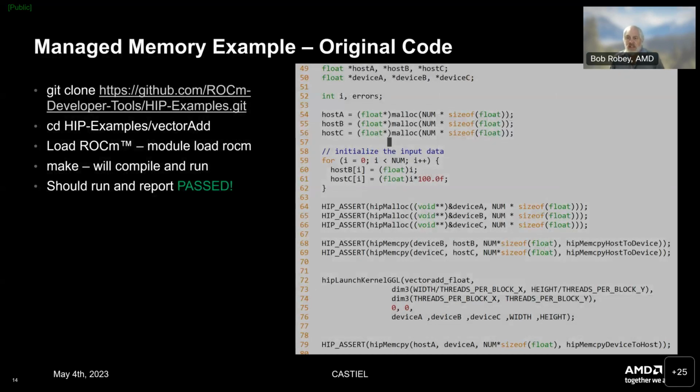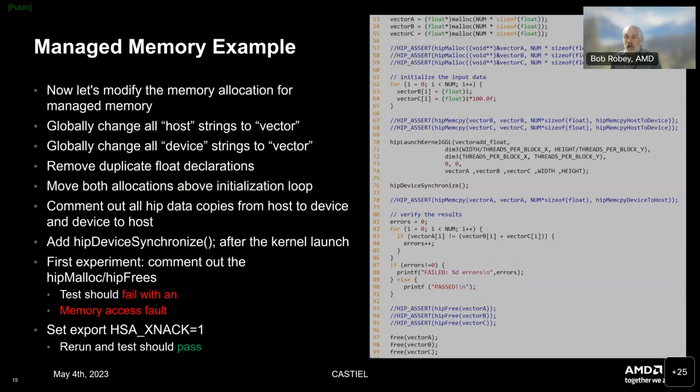So here's an example of a program where we're going to allocate memory using hipMalloc. If we compile this, it should run and report passed. Now we did hipMalloc for the memory, and then we're going to do a memcpy. So that's an explicit memcpy, and then we're going to use it in our kernel. So that's standard programming where we're explicitly moving the memory.